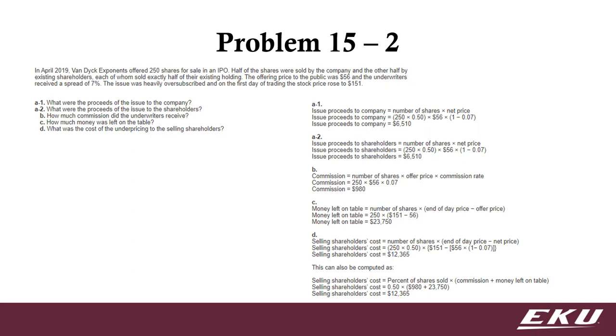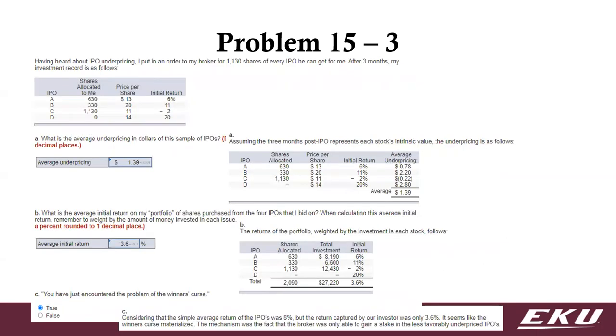Okay, problem 3 from chapter 15. It's in 3 portions, so each of those are listed there. What's the average underpricing in this sample of IPOs? And you can just calculate what the price per share was, what the initial return was, and come up with what the average underpricing was.